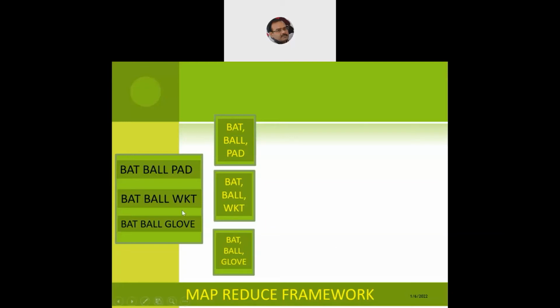So I can see here the bat and the ball, I've kept the strings simple. So 3 and 3, and pad, wicket and glove 1 each. So the final output which I should get here should be this only. The bat has occurred 3 times, the ball has occurred 3 times, the pad, wicket and glove have occurred 1 time each. So you can try out this example.